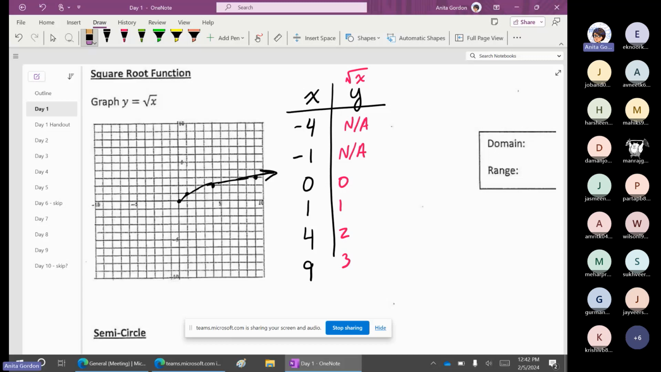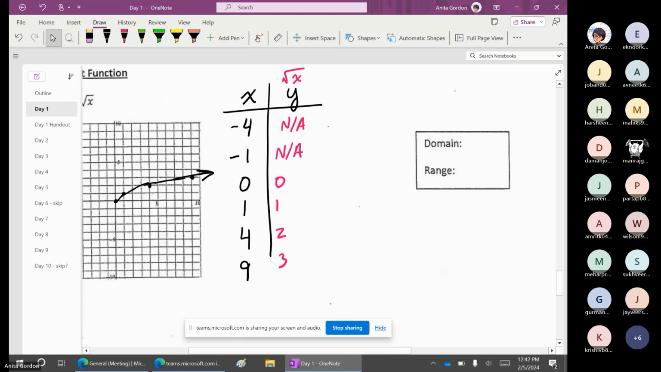All right, let's talk about domain and range. Domain, x values. What's the restriction?